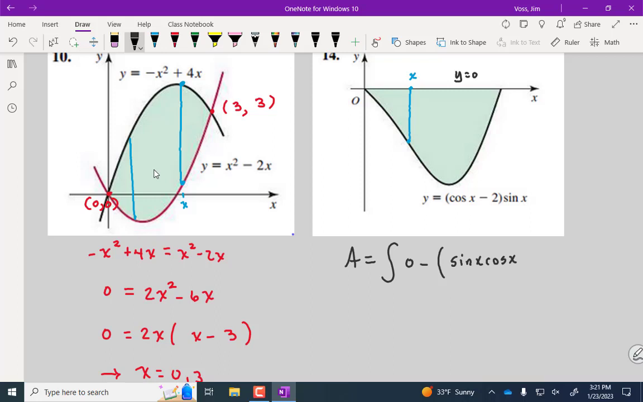So the limit of your Riemann sum becomes a definite integral. And that's what we know how to deal with: definite integrals. Definite integrals are very manageable.